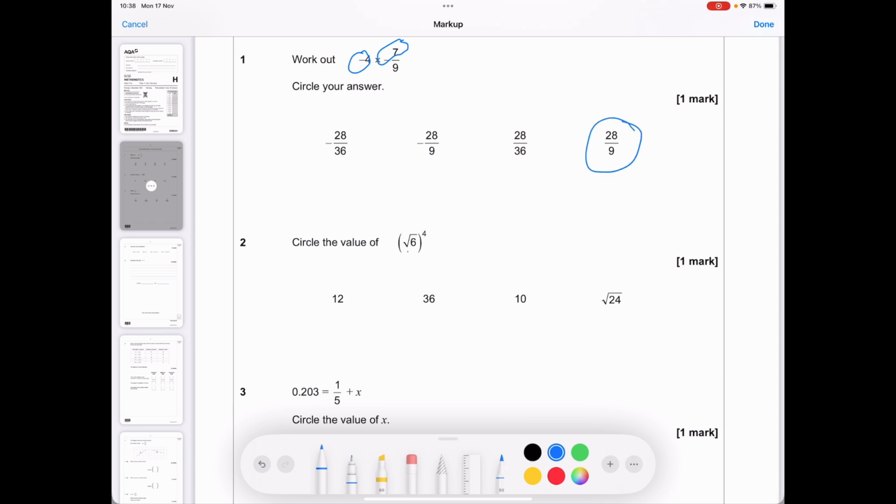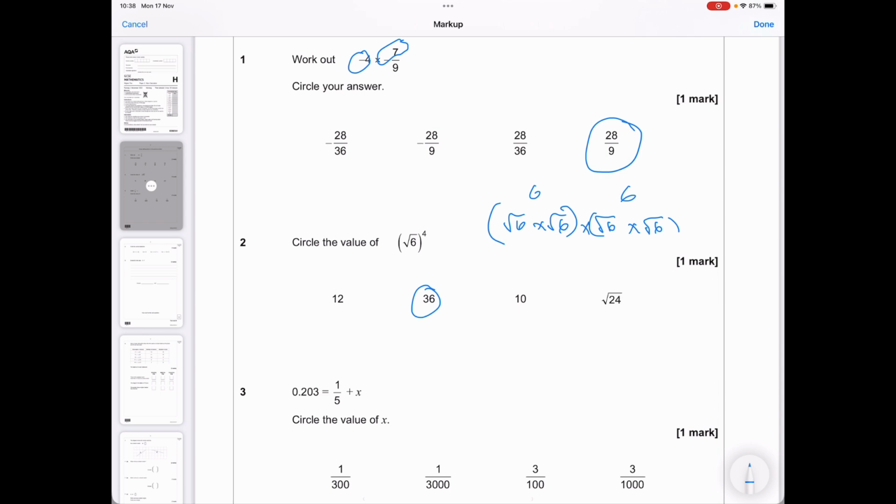What is the value of root 6 to the power 4? That means root 6 times root 6 times root 6 times root 6. I'm going to do it in 2 bits. Root 6 times root 6, well, any root times itself is itself, so that's 6. Same for this, and 6 times 6 is 36, so it's that one.